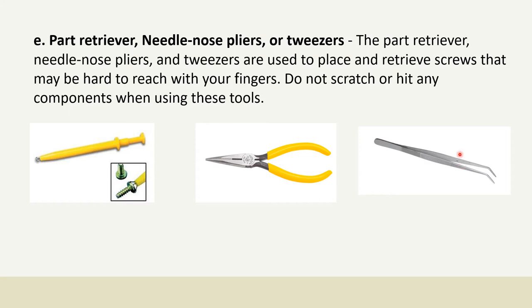So, the part retriever, needle nose pliers, and tweezers are used to place and retrieve screws that may be hard to reach with your fingers. Do not scratch or heat any components when using these tools. So, ito yung mga ginagamit natin dun sa part na hindi natin kaya i-reach ng mga hands nyo. Yung mahirap ilagay, pwede natin silang gamitin.